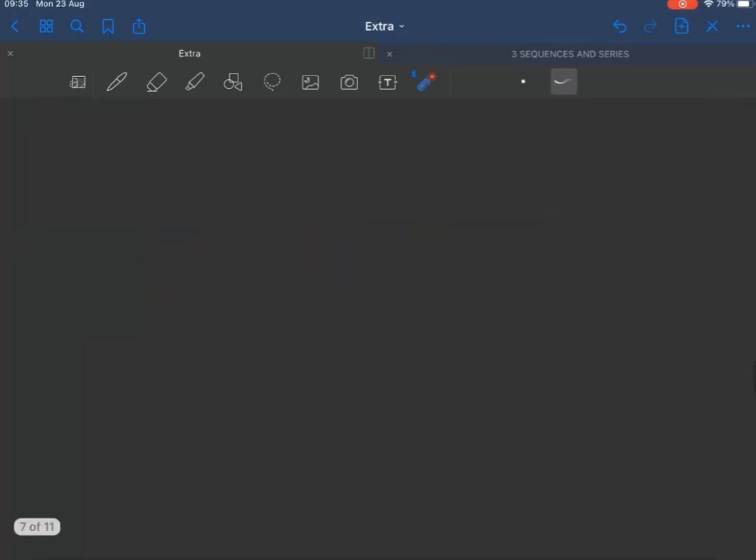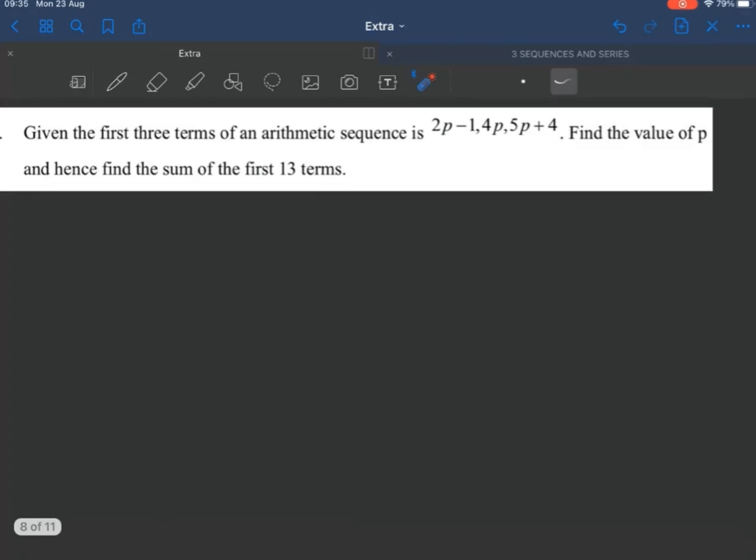Alright. For the next question, given the first 3 terms of an arithmetic sequence, okay. Macam mana nak buat soalan ni? Find the value of P. Dia bagi 3 terms in terms of P. How to do this question? What are we going to find actually? Common difference. Common difference, okay?